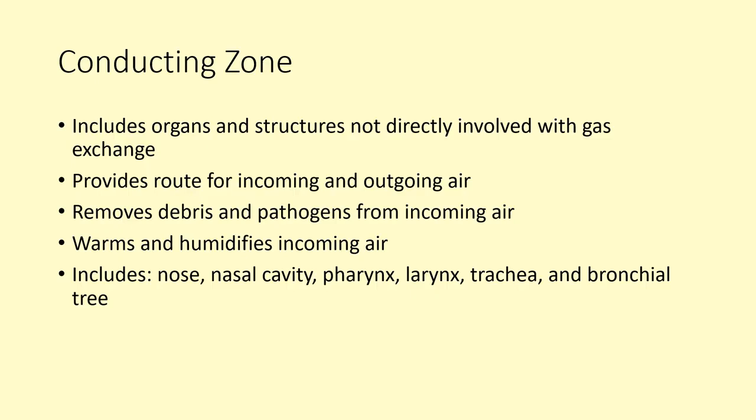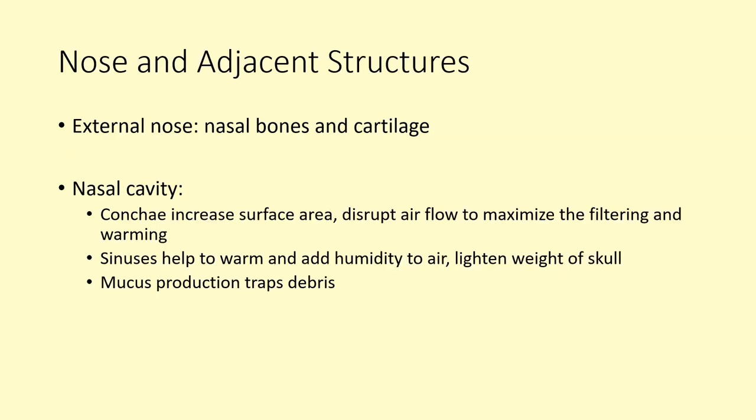So the conducting zone includes the nose, the nasal cavity, the pharynx, the larynx, the trachea, and the bronchial tree. The nose, we can get into a lot of detail, but for this course, we're going to keep it relatively simple. You have the external nose. That includes the nasal bones at the very top by the bridge of the nose, and then the cartilage. Most of what you see as the outer portion of the nose is the cartilage.